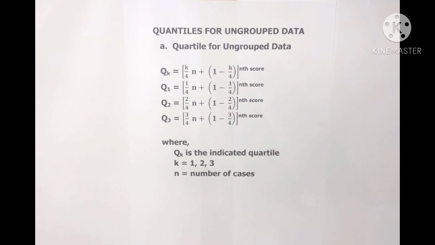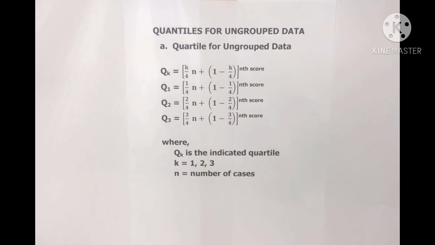Today I will discuss how to find the quartile for ungrouped data and grouped data. But before that, let's review what is quantile. Quantile is a score distribution where the scores are divided into different equal parts. So there are three kinds of quantiles. Number one, quartile. It is a score point that divides the score distribution into 4 equal parts.